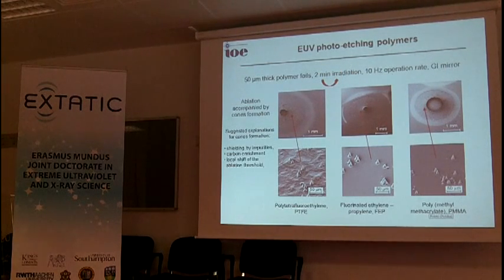Now I would like to show you some examples of polymers that were irradiated with EUV radiation. This is a typical polymer foil, 50 micrometers thick, which was irradiated for 2 minutes. After 2 minutes of irradiation, we produced such a hole. When you compare this with the information from earlier, that 1 hour was required at the synchrotron to produce a 40 micrometer hole, you see that here it is only 2 minutes. So this result was quite promising for a 10 Hertz operation rate.